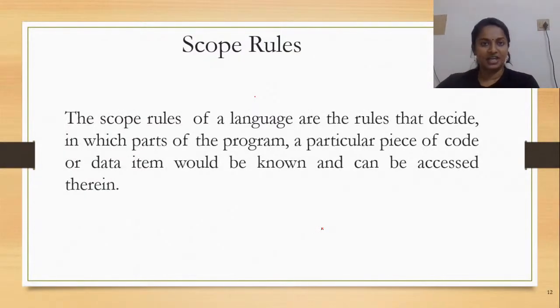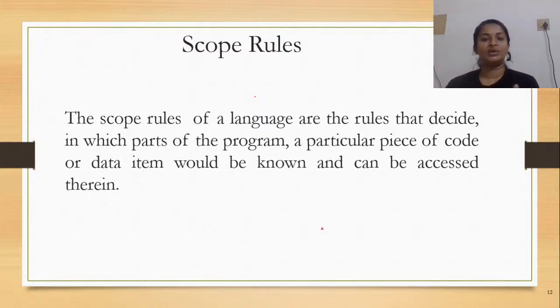Let us first define each of them, and then we'll look into them in detail using examples of code fragments. So let us see what scope rules are. The definition says the scope rules of a language, and here we are not just speaking about a programming language, but a language in general, are the rules that decide in which parts of the program a particular piece of code or data item would be known and can be accessed therein.